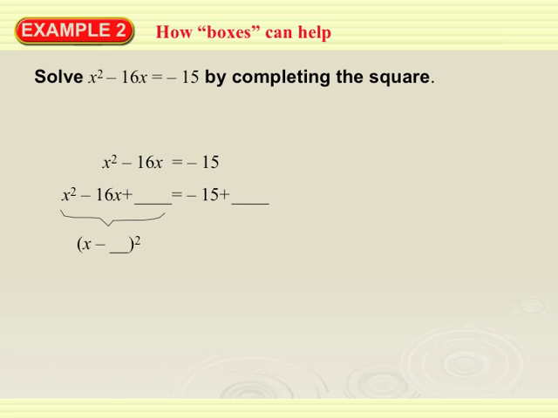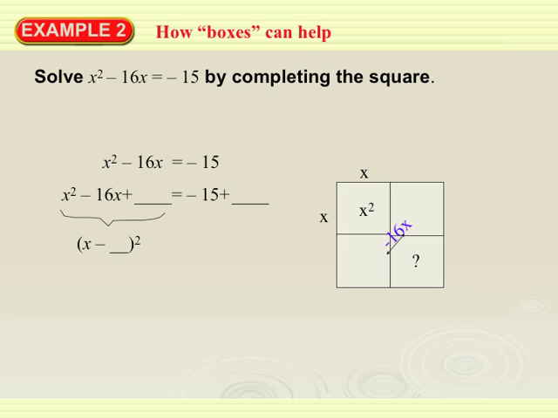So here's how the boxes can help. Let's focus on the left-hand side of our equation, the x squared minus 16x plus something. We'll put the x squared here. We know that the two boxes across from each other, the boxes on the diagonal, have to add up to negative 16x. And we're trying to find out what goes in the bottom right-hand box. That negative 16x is going to get split in half between the two boxes in the corners. This is the b over 2 part.